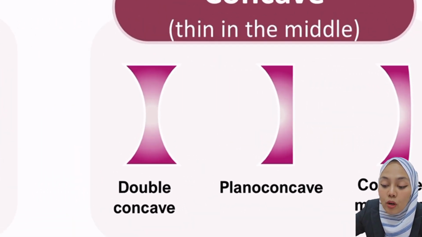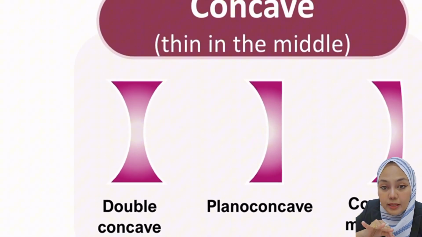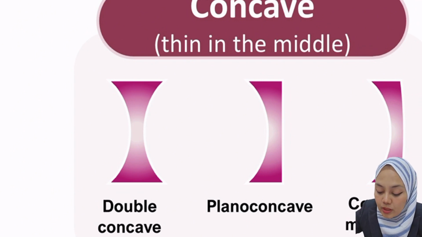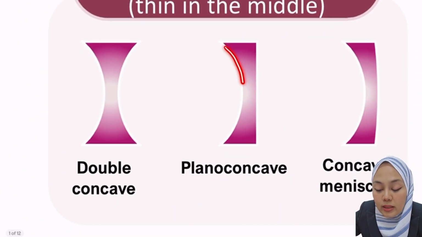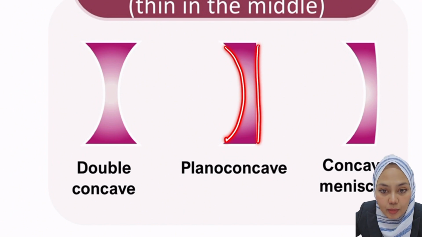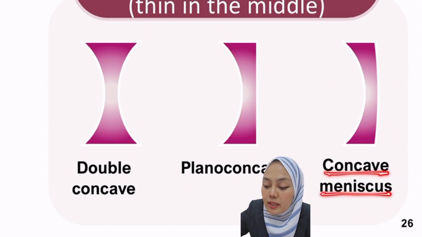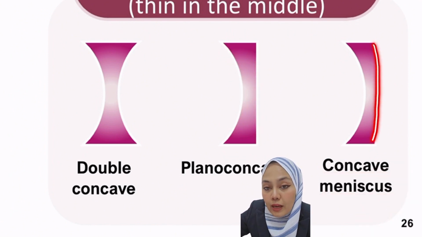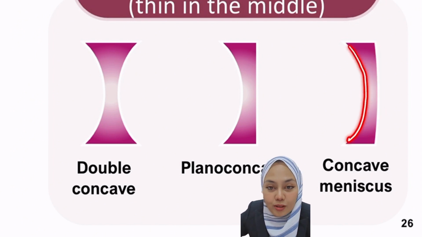Next, we have concave. We have three names for these types of lens, which are double concave, meaning both sides are concave; plano concave, meaning that one side is concave and the other side is plane; and concave meniscus, meaning that one side is concave while the other side is convex.